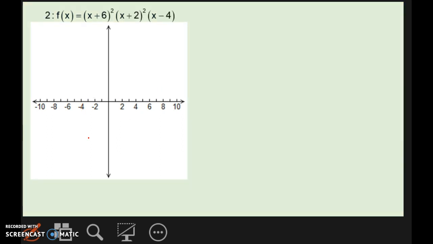This one's a little bit different because now we have those quantities that are squared, and that's going to change a little bit for us. Our zeros, we're still going to follow that same process to calculate them. I've got -6, which turns out actually is a double root, so I'm going to indicate double. -2, which is also a double. And then x minus 4 gives us +4. So I have two double roots and a positive root. I'm going to put those on here: -6, -2, +4. Again, I've got 1, 2, 3, 4 different regions to try.